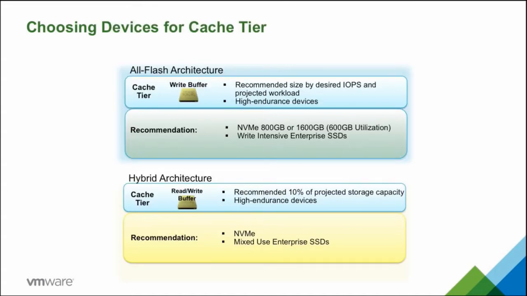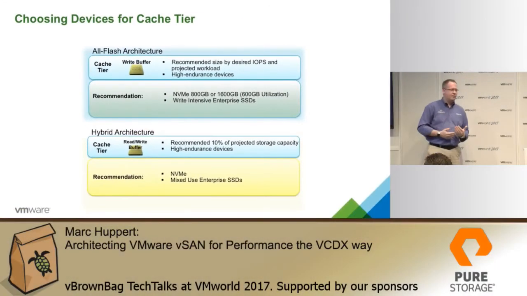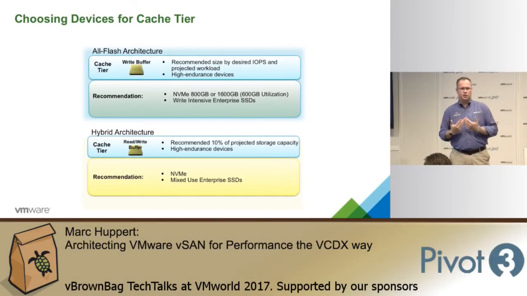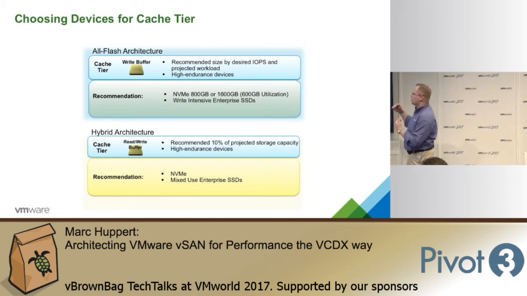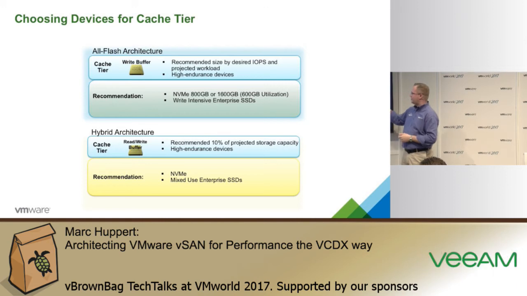What about the caching tier? For all flash, the recommended size is determined by IOPS and predicted workload. So what's your use case? VDI, DMZ, it depends what you can use as a caching device. We always recommend NVMe 800 gig or 1.6 terabyte. Within the vSAN environment, only 600 gig is actively used. The rest is just for endurance. And if it's not possible to use this dedicated device, choose write-intensive enterprise SSDs.